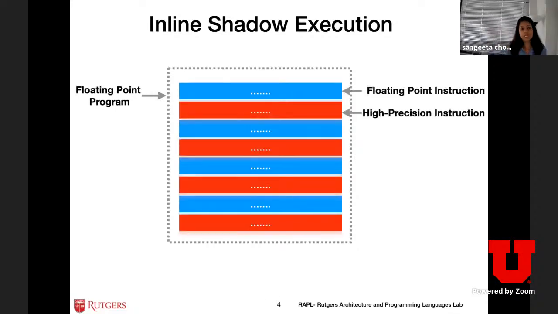And that's where inline shadow execution can help. In inline shadow execution, we instrument every floating point instruction in lockstep with a high precision instruction, and we compare both to compute the numerical error. Once error is detected, based on some extra information in metadata, the numerical error can be traced back to do the root cause analysis. So now the question is how we can run shadow execution in parallel with the original program.